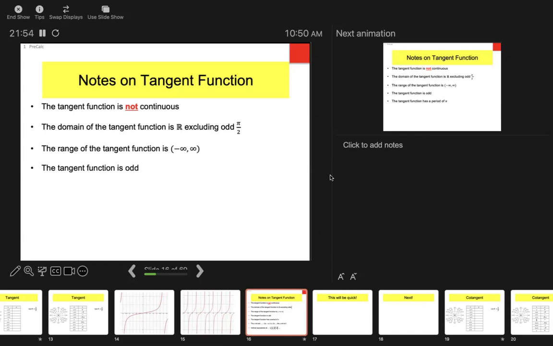Remember, OEO, it is an odd function. Sine, cosine, tangent, cosecant, secant, cotangent: odd, even, odd. Now you remember it. If it's an odd function, that means if you take the tangent of negative theta, you can take the negative and throw it out front because it's an odd function.